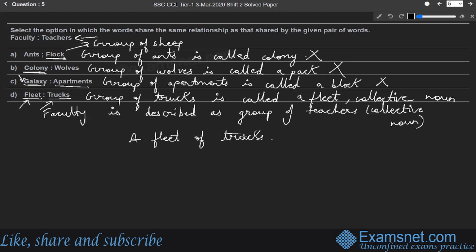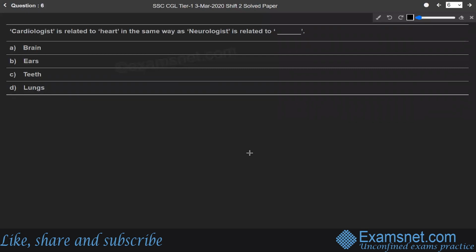And that is why it is a collective noun because collective noun is some kind of a group of person, animal or a thing. So for this question, the correct option will be option D. I hope you are clear with this question. Next question is cardiologist is related to heart in the same way as neurologist is related to blank. And the given options are brain, ears, teeth and lungs.